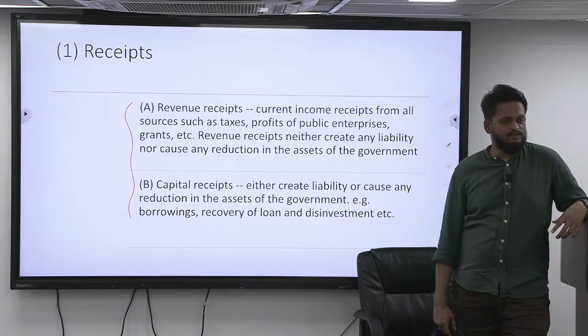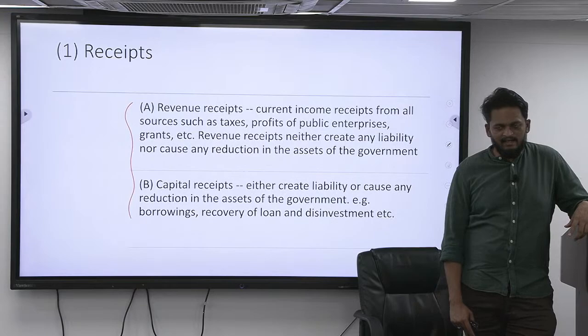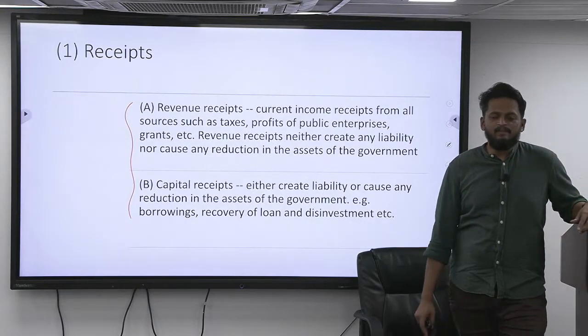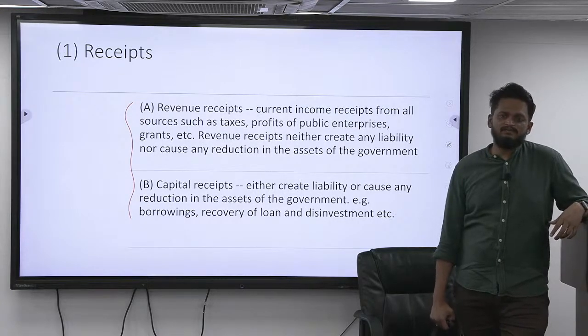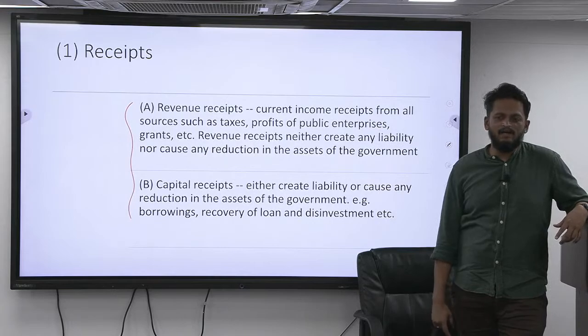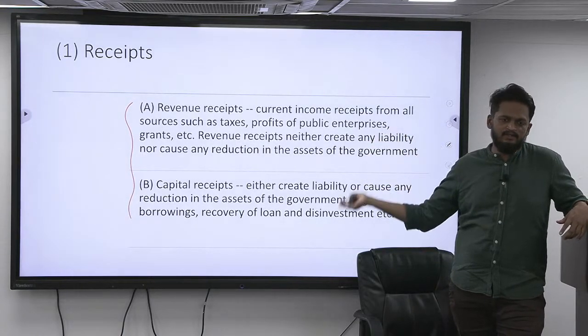You understood this? So, revenue receipts means assets and liabilities are not affected. Imagine you get a salary, credited into your account every month. Imagine you are getting 1 lakh every month. It is not affecting your assets, it is not affecting your liabilities. It is just added into the account because you are working. That is a regular income you are receiving. That is called a revenue receipt.